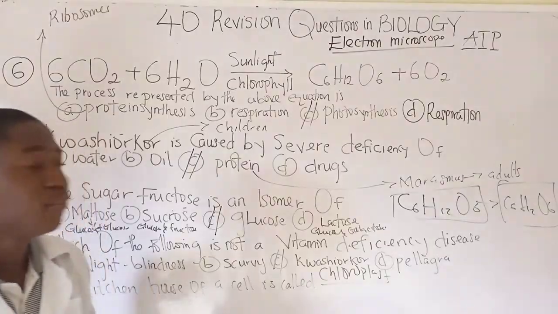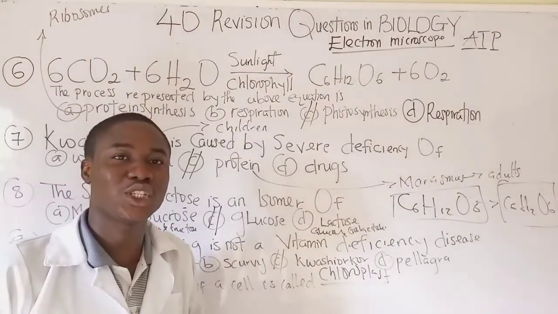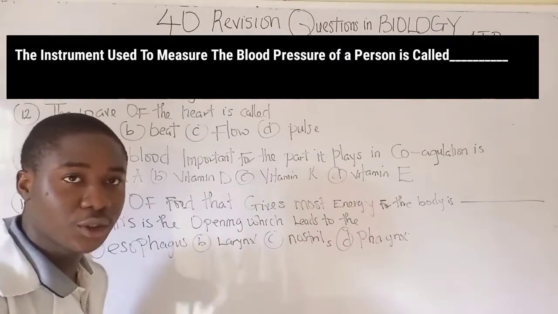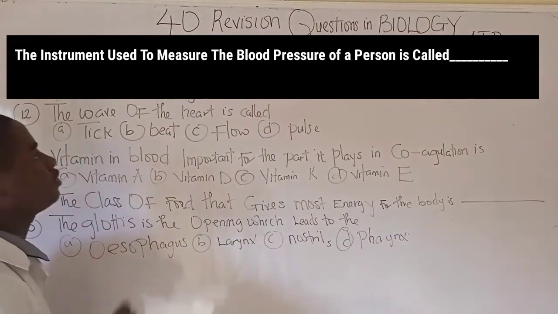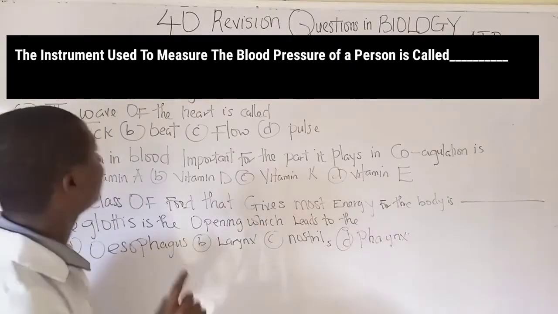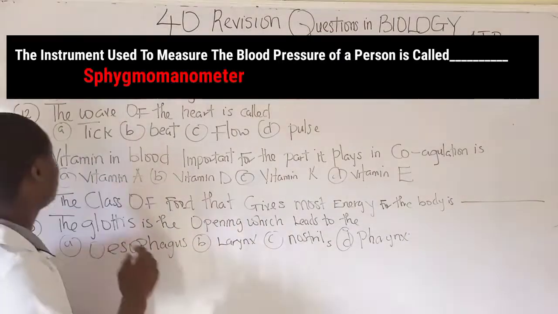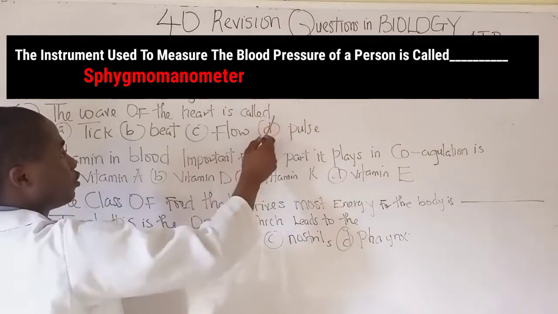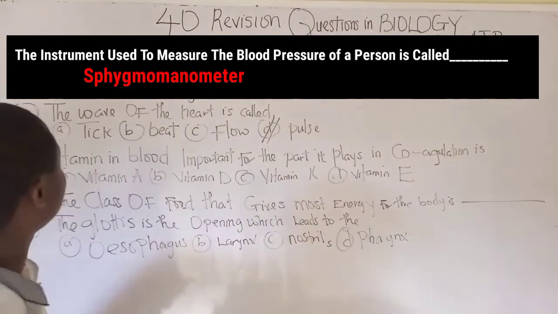Okay, this must be noted. So let's quickly move over to question 11. Question 11 says the instrument used to measure blood pressure is the... So moving over to question 12, it says the wave of the heart is called the pulse. Okay, the wave of the heart is called the pulse.